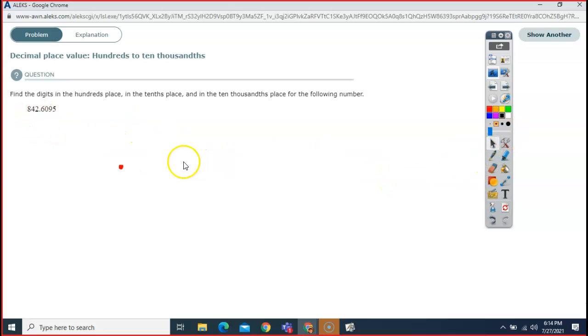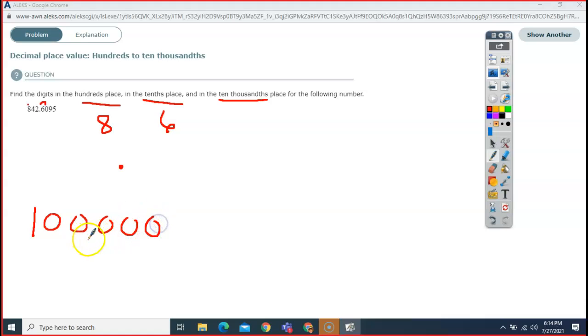It said to find it in the, this is 842.6095. So they're looking for hundreds, tenth, ten-thousandth. So the hundreds, of course, would be the 8. The tenth is to the right of the decimal. That's a 6. And ten-thousandth. Wait, that's hundred-thousandth. Ten-thousandth would look like this. So I would have to go 1, 2, 3, 4 places past the decimal. 1, 2, 3, 4. So that would be the 5.